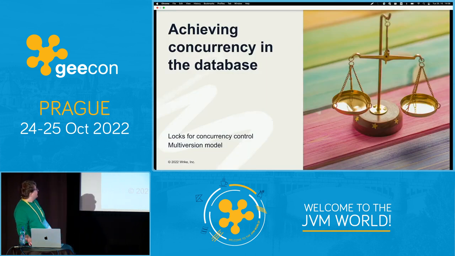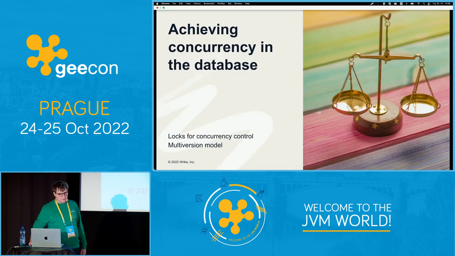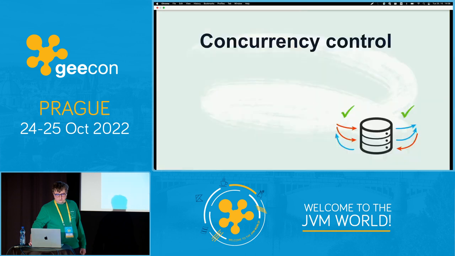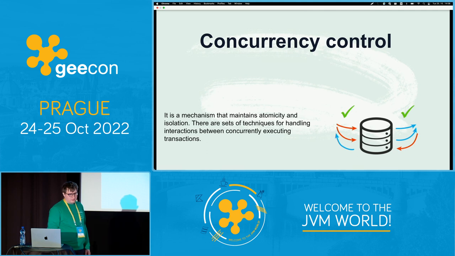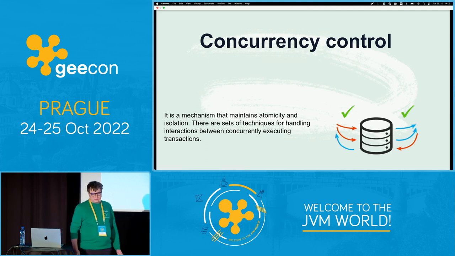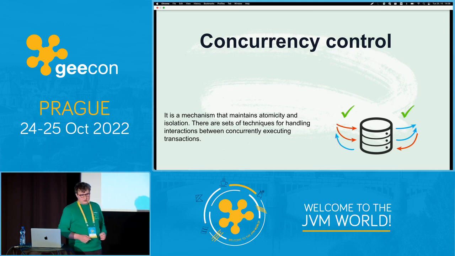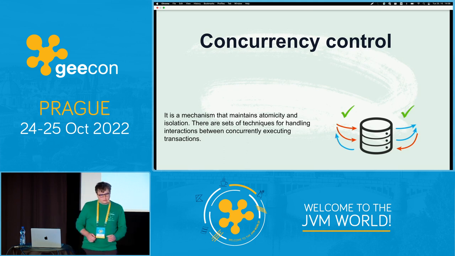Now the second part, how do we achieve it in our database? So we'll look at locks and the multi-version model. So what is concurrency control? It's a mechanism that maintains atomicity and isolation. There are a set of techniques for handling interactions between concurrently executing transactions.